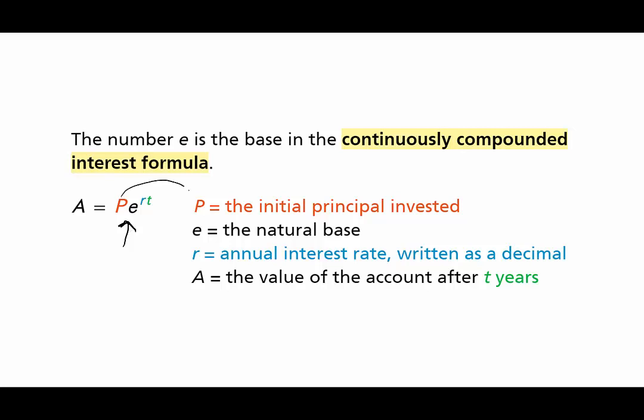The P is still representing that first initial amount that you're putting in. The R is the rate written as a decimal. And the T is our time.